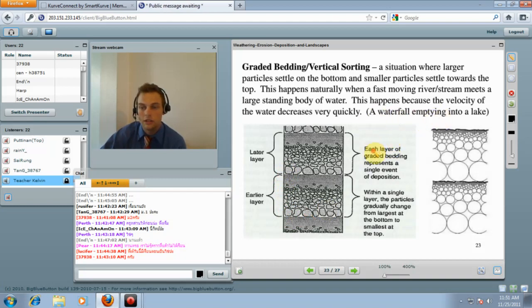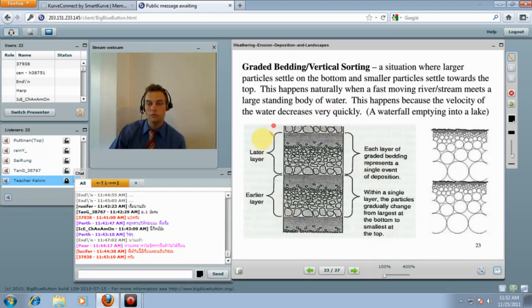So you can see here, each layer of graded bedding represents a single event of deposition. So this is one event of deposition. This is not an event of deposition. This whole thing is an event of deposition. Within a single layer, the particles gradually change from largest at the bottom to smallest at the top. So whichever you prefer, you're going to have the biggest rocks on the bottom and the smallest on top.